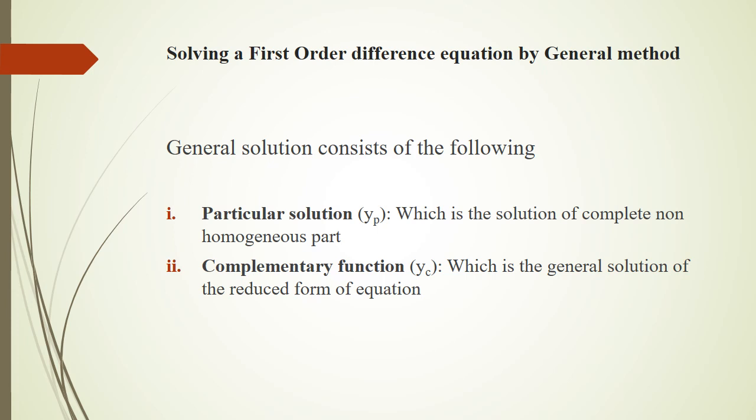It is the solution of the complete non-homogeneous part, that is the particular solution. Once again, the particular solution is the solution of the complete non-homogeneous part. And what is the complementary function? It is the general solution of the reduced form of the equation, and there is a similarity between the reduced form and the homogeneous. I am not discussing it once again here. You go back to your differential chapter and read it. Things are clearly mentioned there.